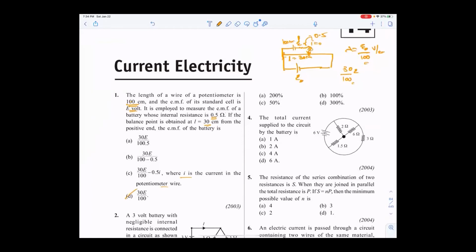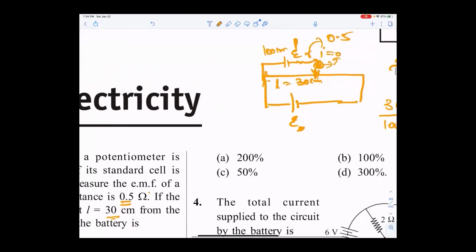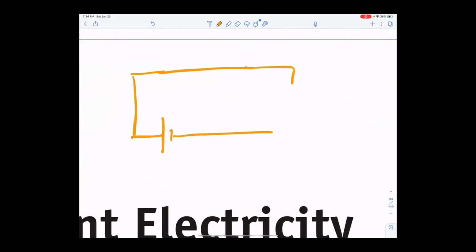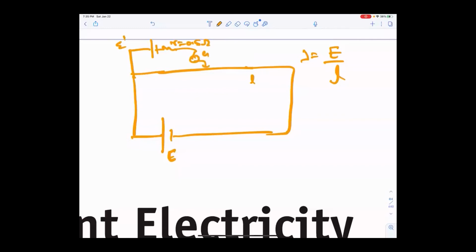At balancing length, what is meant by balancing length? The galvanometer here shows a reading of 0. You remember the potentiometer concept? In a potentiometer, we have a wire and a primary battery of voltage E. If the length is L, the voltage per unit length is E by L. I have a battery here whose voltage is E dash and whose resistance is 0.5 ohms. Using a galvanometer, you find the balancing length, which is 30 centimeters, and the capital L is given as 100 centimeters.